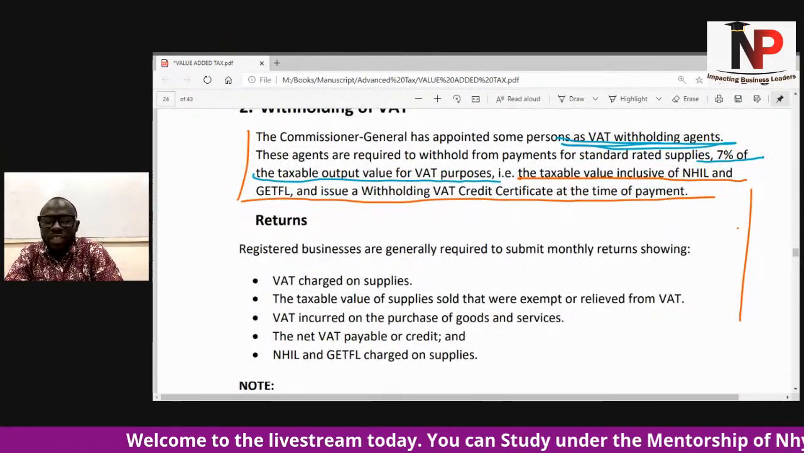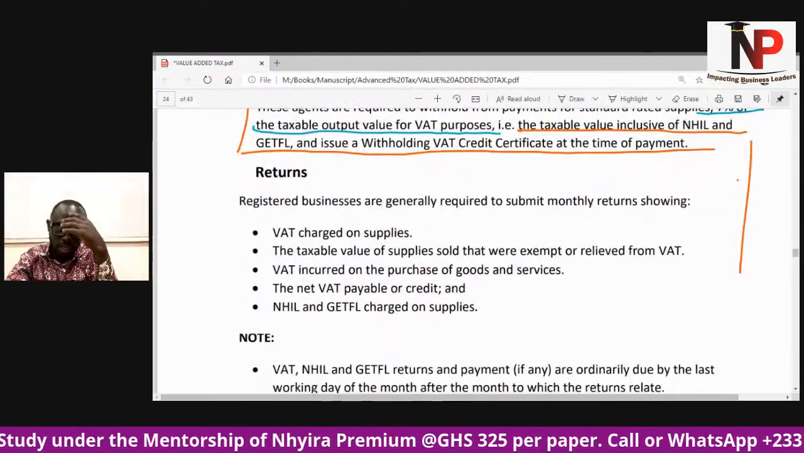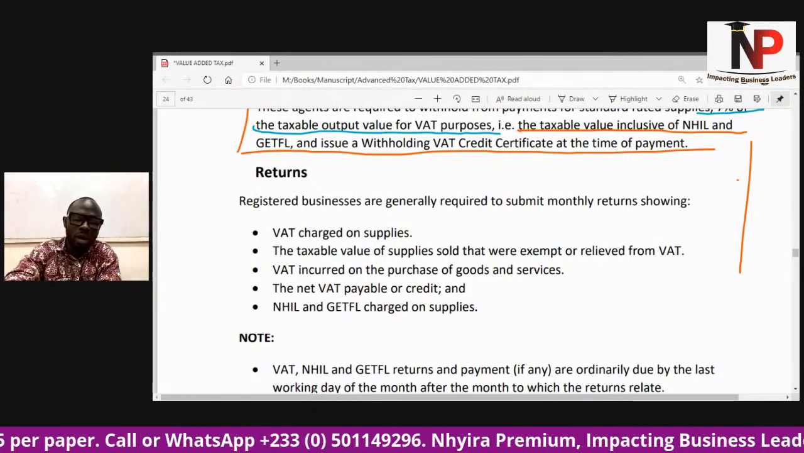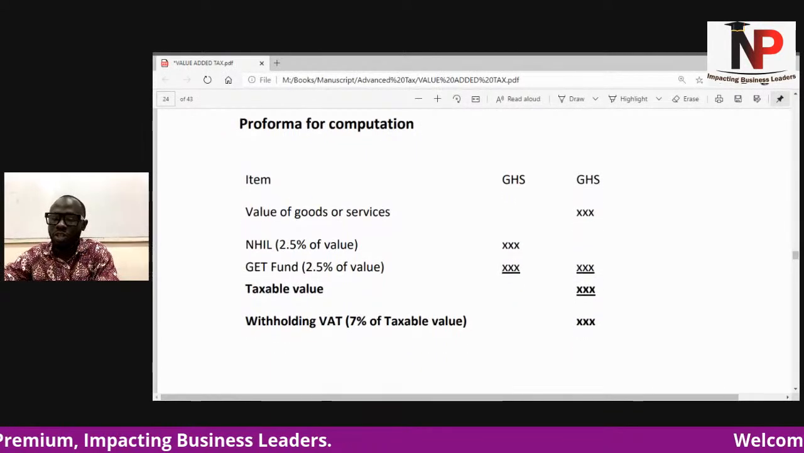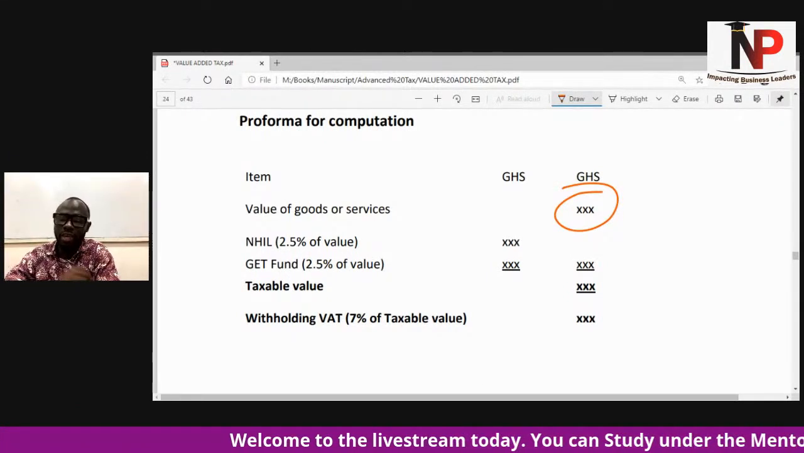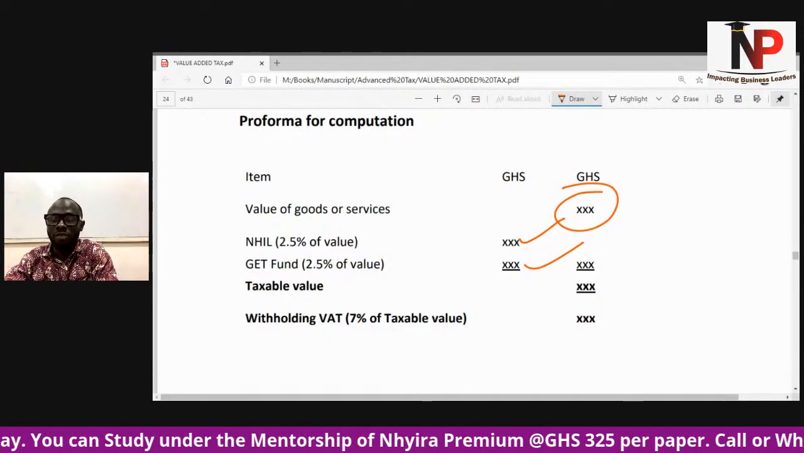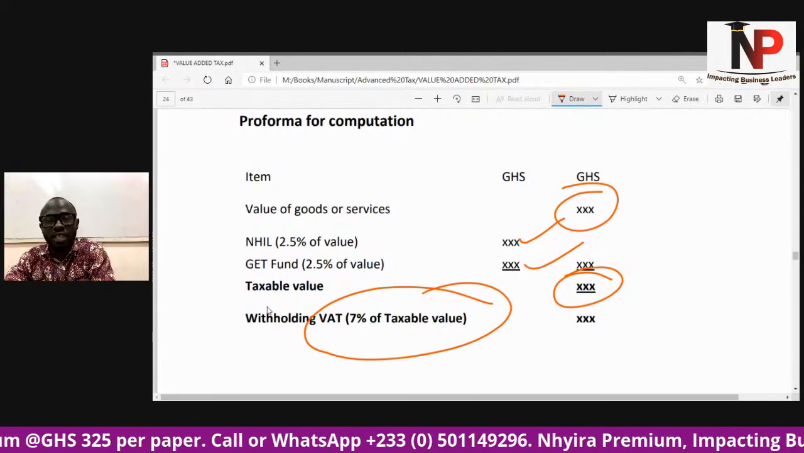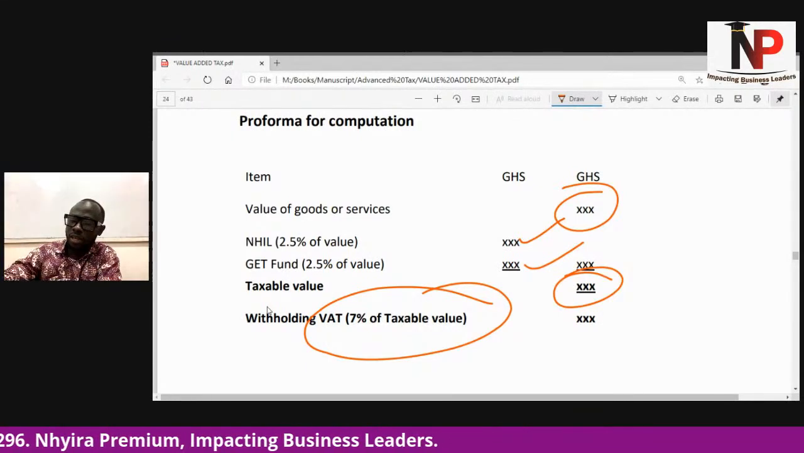So these registered persons shall withhold 7% on standard rated supplies in that case. Registered businesses are generally required to submit monthly returns, and that will include a number of things here. I've already discussed this with you, but look at it. Here we see the value of the goods. We bring in our NHIL 2.5%. We bring in our GETFund levy 2.5%. We get a taxable value. So on that taxable value, we claim what? 7%. I hope you are getting the idea. On that taxable value, that is where you claim your 7%.